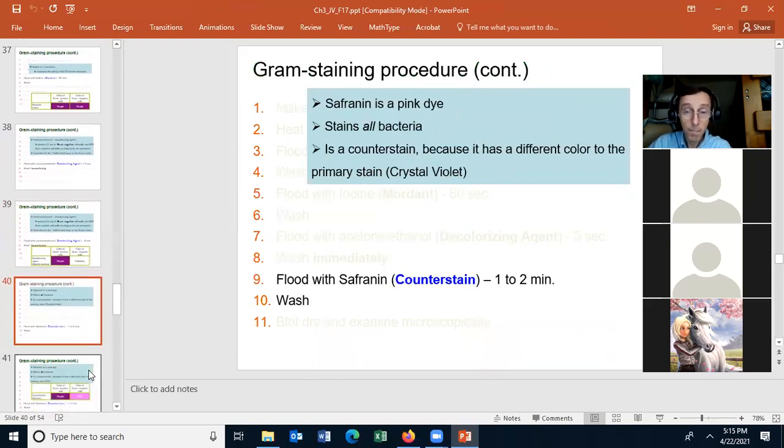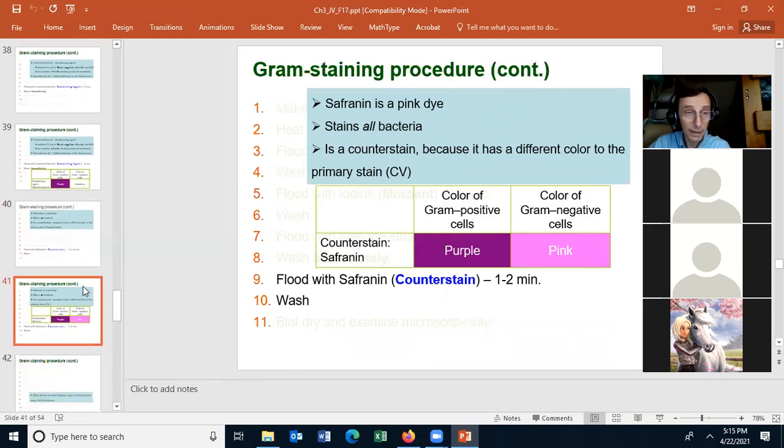You then flood the slide with safranin. Safranin is the second stain that's used, so we call it the counter stain. And you apply safranin from 1 to 2 minutes. And then you wash the slide with cold water gently to remove the excess safranin. Safranin is a pink dye, and it does stain all the bacteria. It's a counter stain because it has a different color to the primary stain, the crystal violet.